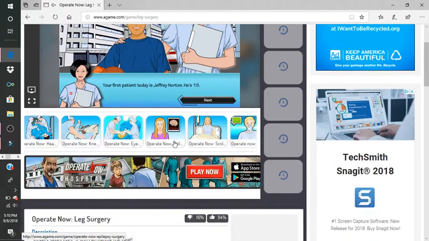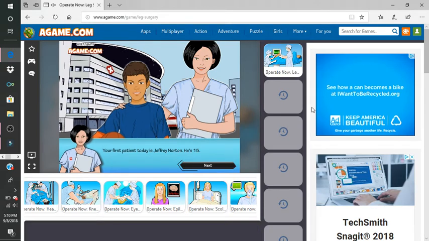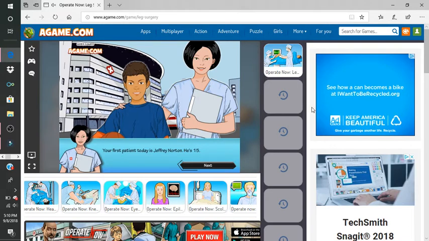And they have a whole ton of surgery games, not just leg surgery. They got heart surgery, knee surgery, eye surgery, a whole ton of them. They even got ear and brain surgery and stuff like that. And I will be doing most of those. I don't know if I'll be doing all of them, but I'll be trying to do most of those, and I will keep making videos of surgery stuff if you guys like it and everything.